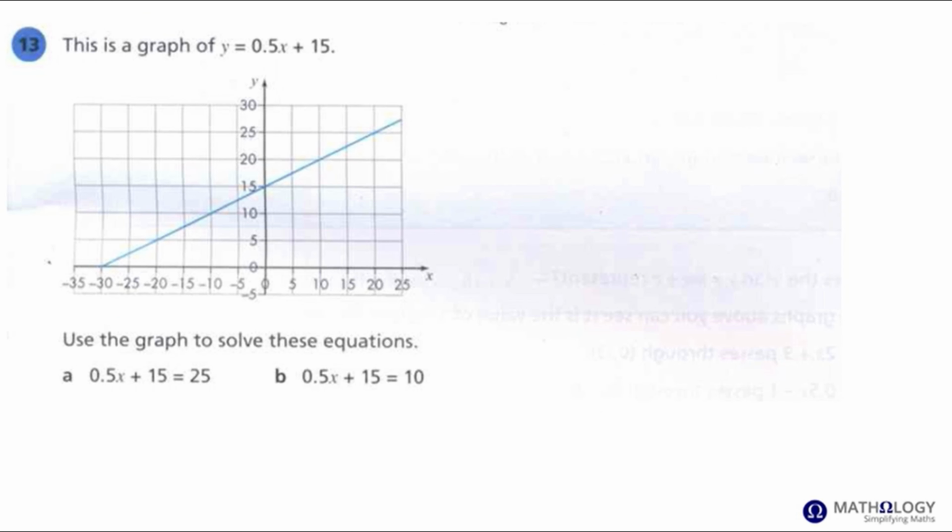Okay, this is a similar question. y equals 0.5x plus 15. Again, this is an ugly way of writing the equation. We're going to write it with the 0.5 as a half x plus 15. So what this is essentially saying here is y is a half x plus 15. This is a half x plus 15 equals 25. So what it's essentially saying is, what is x when y equals 25?